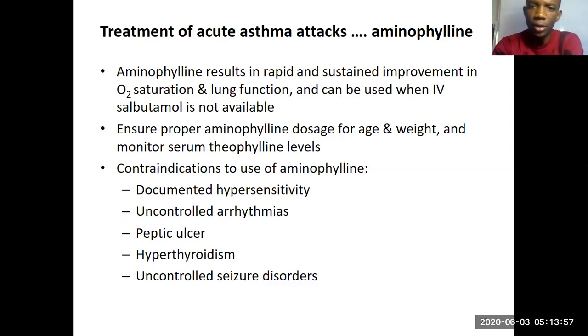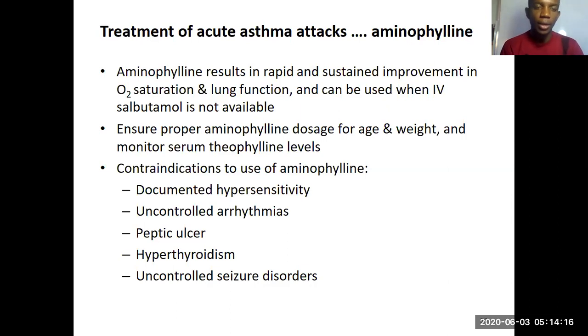Aminophylline results in a rapid and sustained improvement in oxygen saturation and lung function, and can be used when IV salbutamol is not available. So ensure the proper aminophylline dosage for age and weight, and monitor the serum theophylline levels.